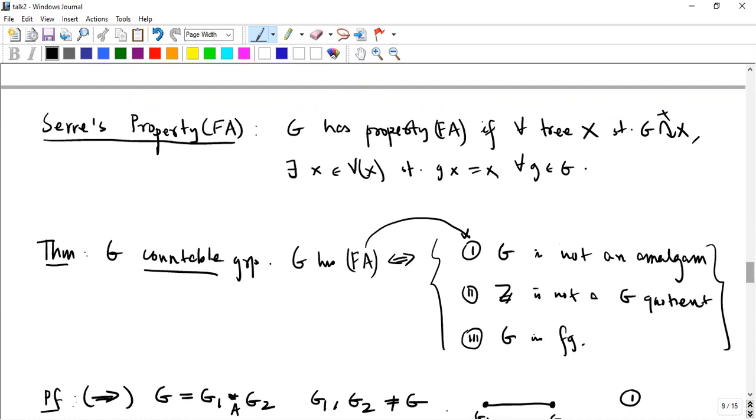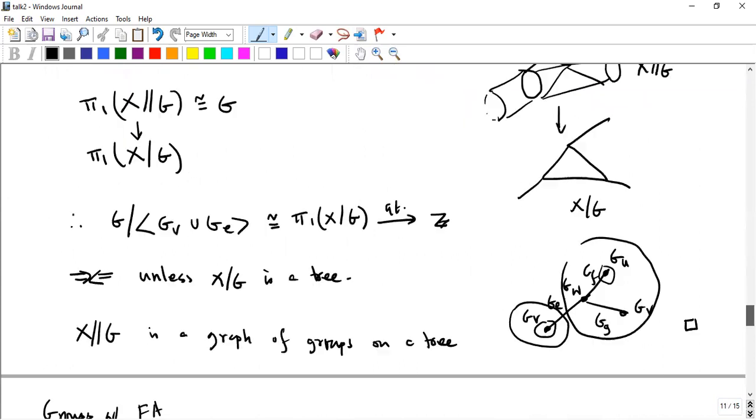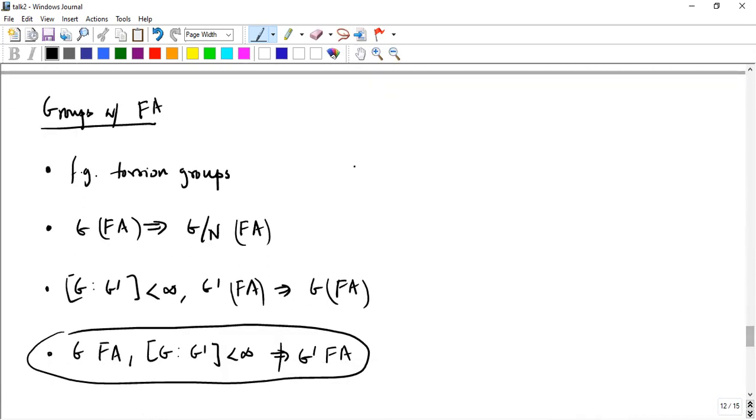So now, what do I want to say? Yeah. So groups with property FA. What are the properties of such groups? Okay, so the first thing is that finitely generated torsion groups always have property FA. And why is this true? One second, let me remember. Yeah, why is this true?